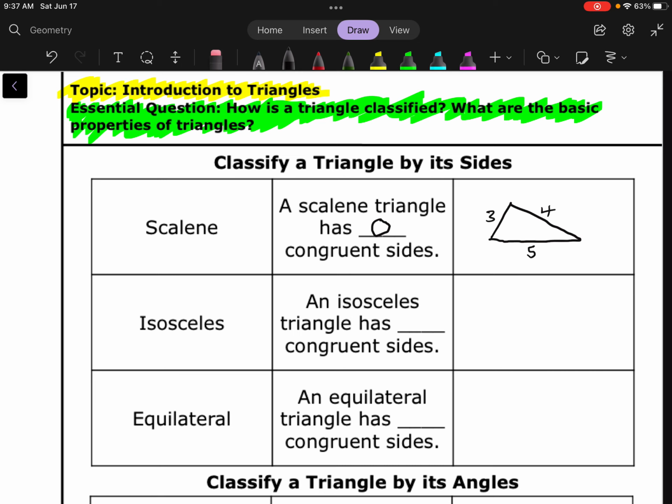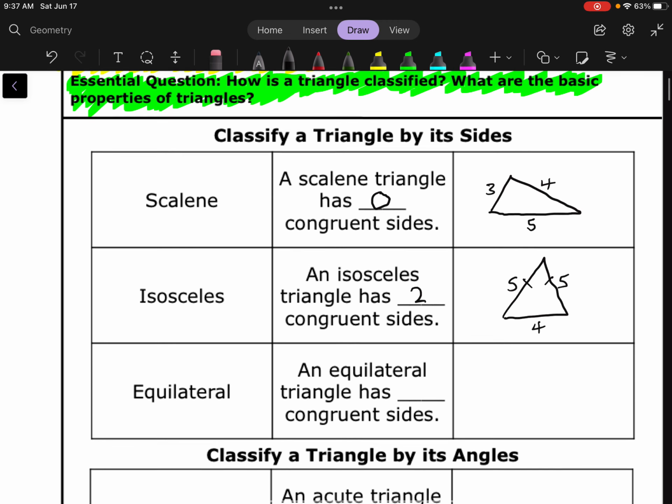Next up is the isosceles. An isosceles triangle has 2 congruent sides. So an isosceles triangle might look something like this, where maybe this side is 5, this side is 5, and this side is 4. So these two sides would be congruent, so they can get the little tick marks. And so it's got those 2 congruent sides, so it's isosceles.